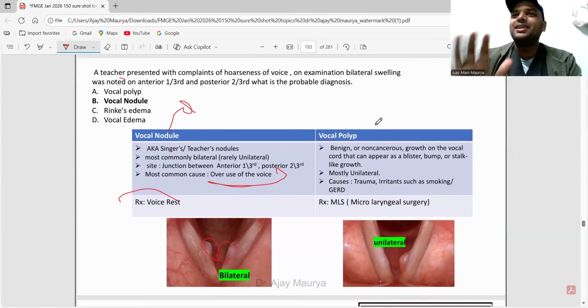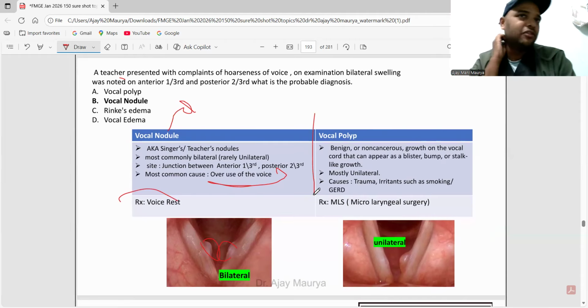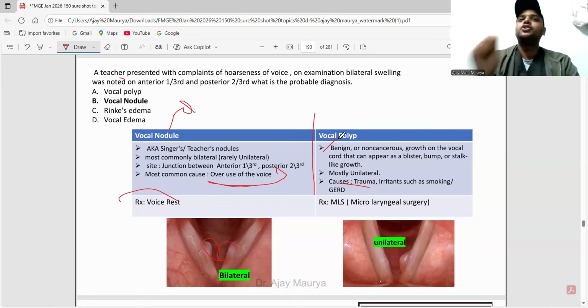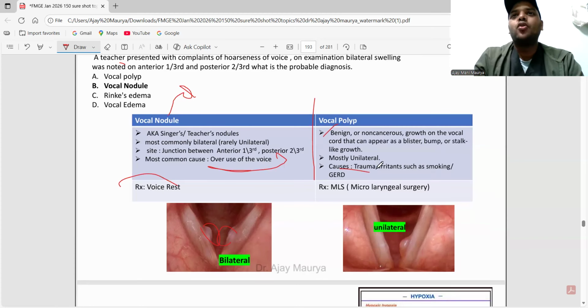For polyp, they won't give the history of a teacher. They'll say a chronic smoker, or some trauma, or the patient has suffered from GERD. Those are the most common causes. It is a benign, non-cancerous growth of the vocal cord. So how are you going to remember? The vocal polyp is only a single blister. Treatment is MLS, that is microlaryngeal surgery. Okay.